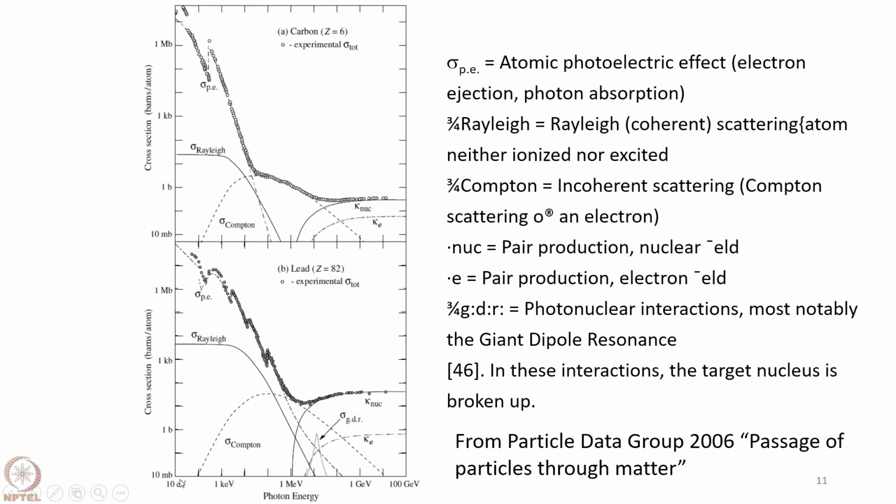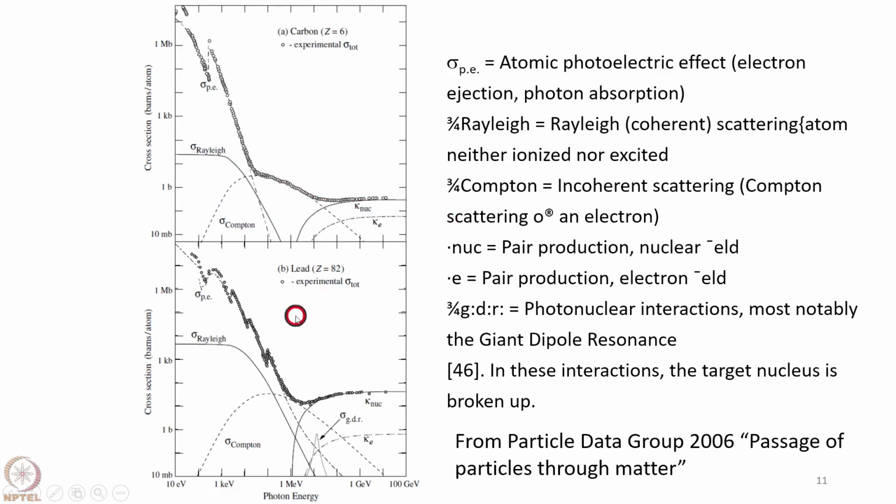Here are two plots of cross sections, which is basically related to the probability of interaction with respect to the target atoms in carbon as well as in lead. This is a light element, this is a heavy element, and these are experimental points. You can see that initially it is the photoelectric effect that dominates, and there are ways of identifying that this is the photo effect. Then there is Compton scattering, and then there is pair production.